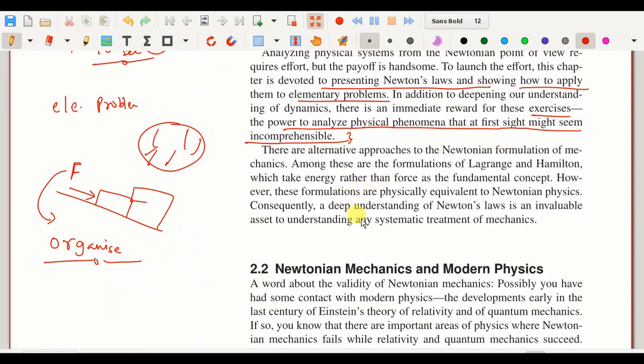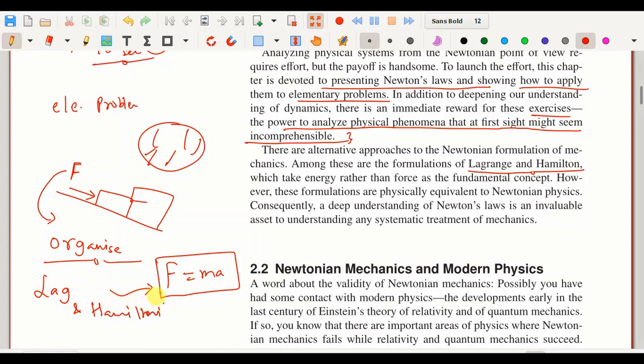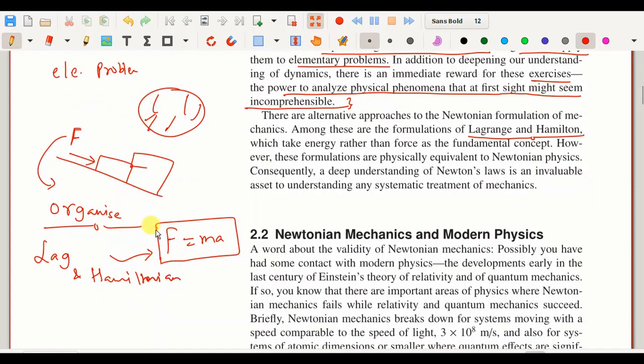Okay, now here is a very interesting thing. Newton's equation F equals ma is not the end game. First of all, there are many alternatives for describing F equals ma. These alternatives are Lagrangian and Hamiltonian. So you can actually derive F equals ma, which gives you the dynamics of any system, but you can construct it with other formulations like Lagrangian and Hamiltonian, in which the formulation is based on energy.